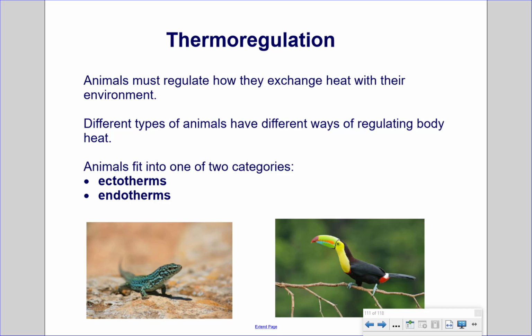Thermoregulation. Animals must regulate how they exchange heat with their environment. Different types of animals have different ways of regulating body heat. Animals fit into one of two categories: ectotherms or endotherms.